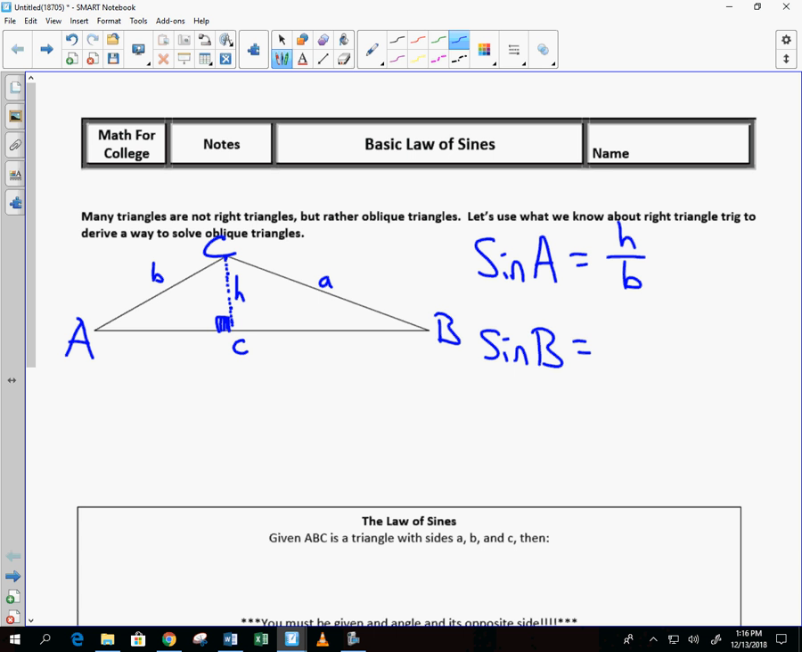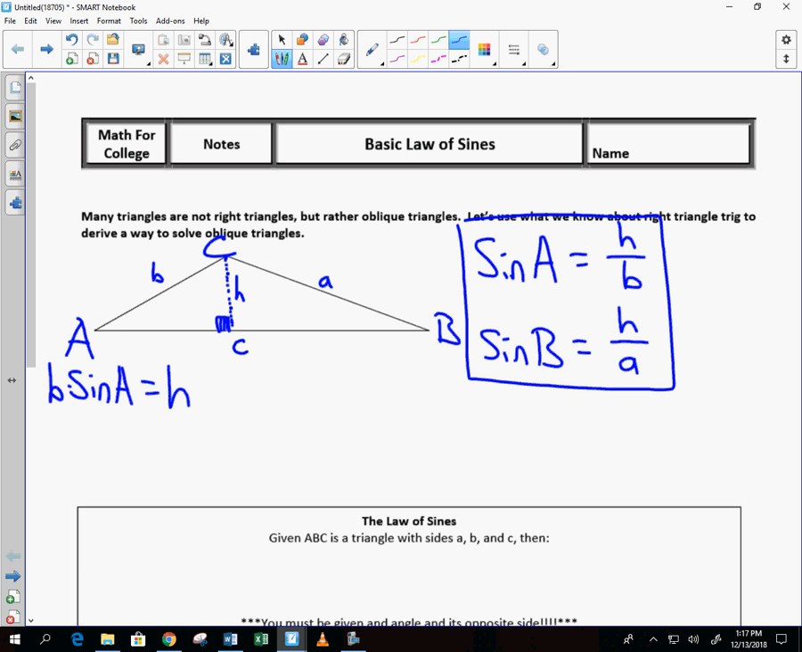Okay, so the sine of B would be H over A. Is everybody okay with that? H over A. Both of those have an H, right? In fact, if I wanted to solve for H, I could multiply both sides by B. And so I would have sine of A times B is equal to H. And then if I wanted to solve for H here, I would multiply both sides by A. And I would get A times the sine of B is equal to H.